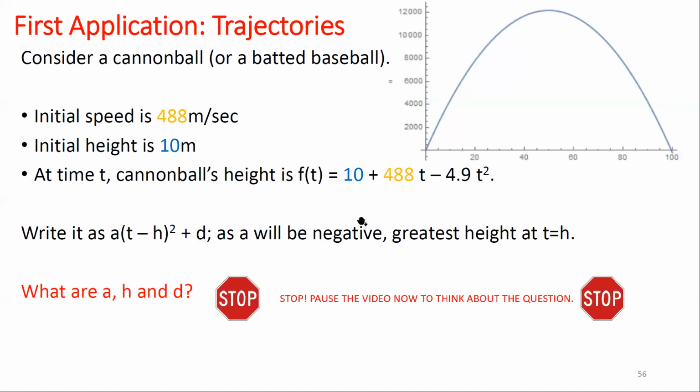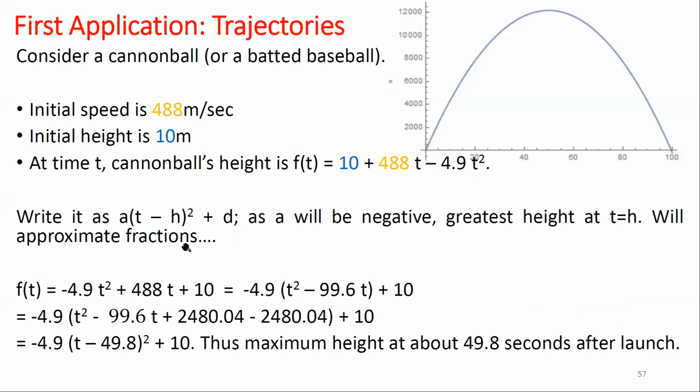So I'm going to pause. I'm going to give you 10 plus 48t minus 4.9t squared, and I want you to find what a, h, and d are. So we're going to pause it right now, and I'll give you a chance. Welcome back. So we're going to try to find the a, the h, and the d. And so the way we do it is we have negative 4.9t squared plus 48t plus 10 equals negative 4.9 t squared minus 99.6t plus 10.